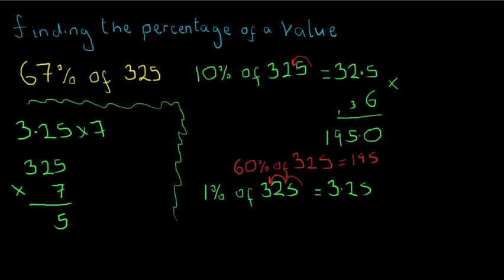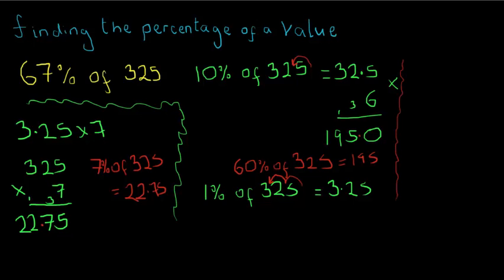5 7s is 35, 5 down carry 3. 2 7s is 14, and the 3 is 17, 7 down carry 1. 3 7s is 21, and the 1 is 22. Put the decimal back in. Well, that must go in 2 places from the right, so it's 22.75. So let's write that in. Let's write in that 7% of 325 equals 22.75, and it only remains for us to combine those two together.